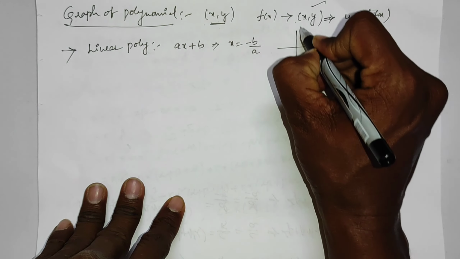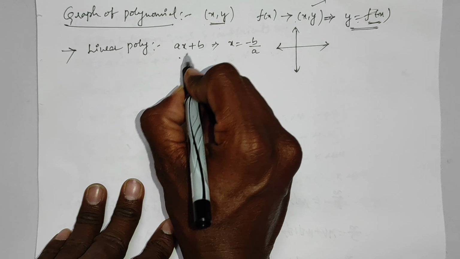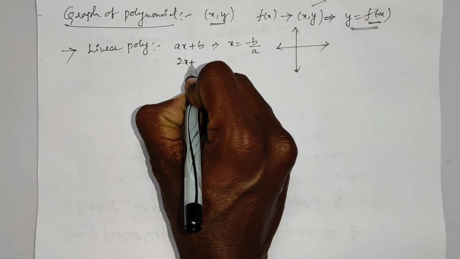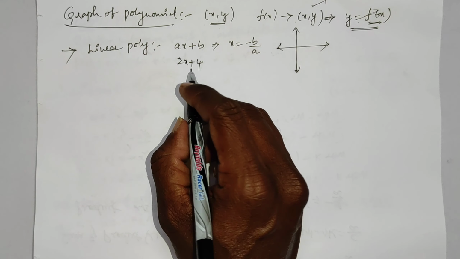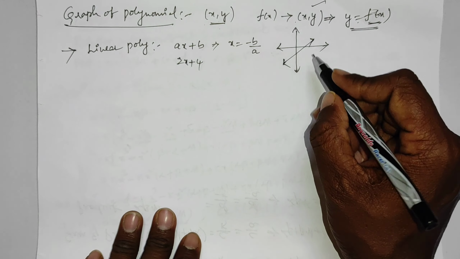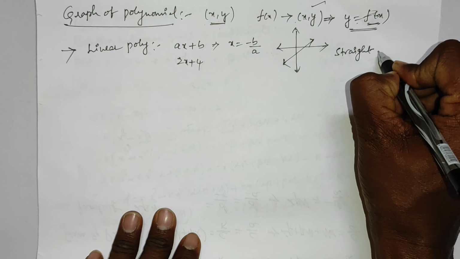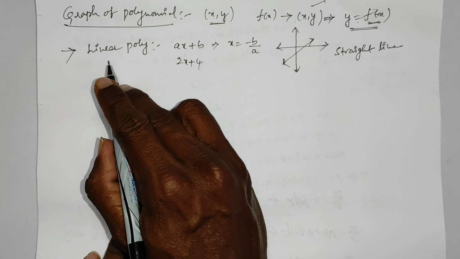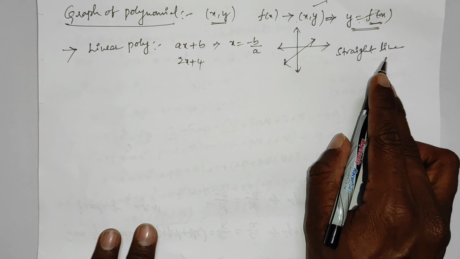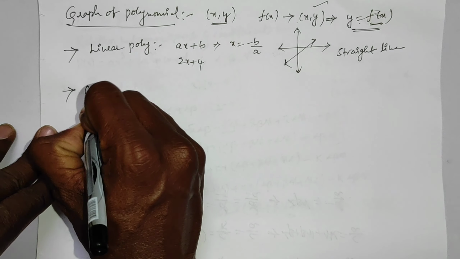So how will you draw the graph? You will get a straight line. If you replace the values, suppose you take any linear equation, say 2x plus 4, then you will get a straight line. The nature of the graph of a linear polynomial is a straight line. Then the second one is about a quadratic polynomial.